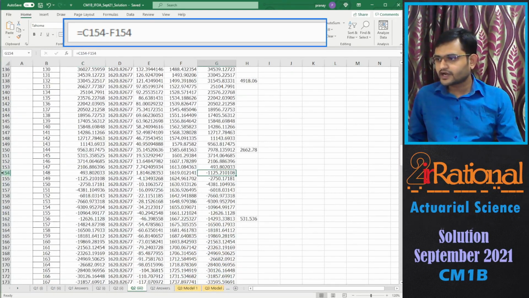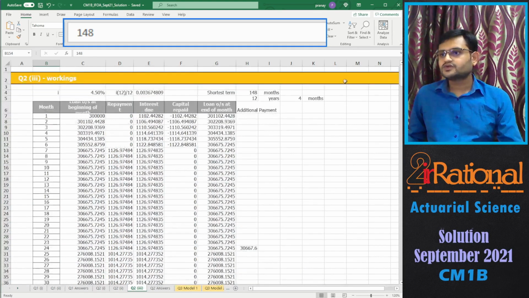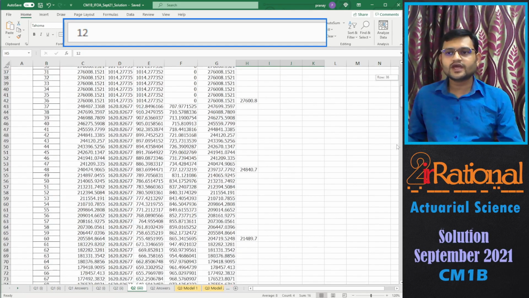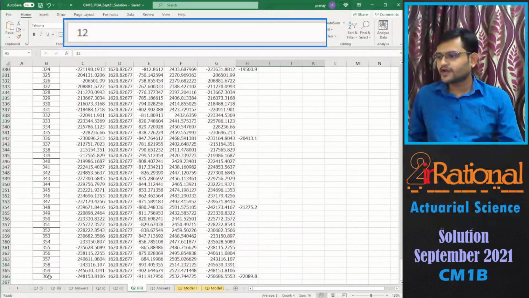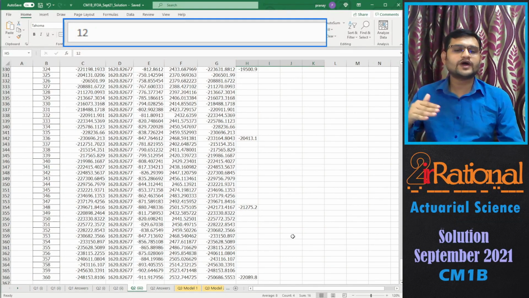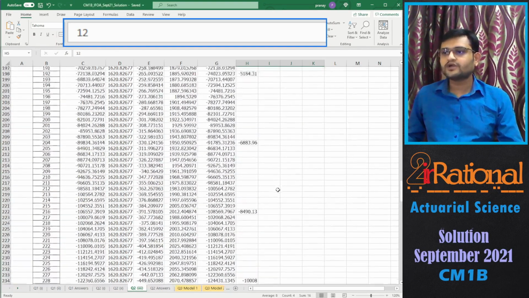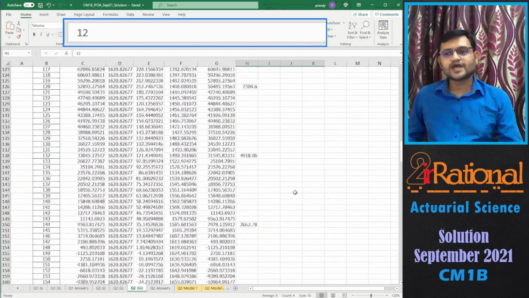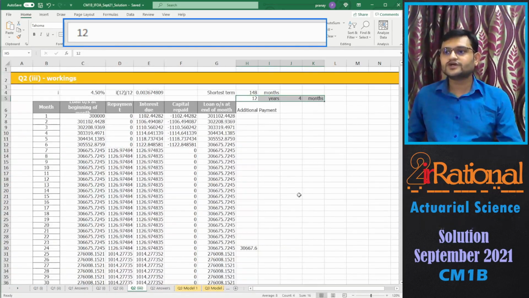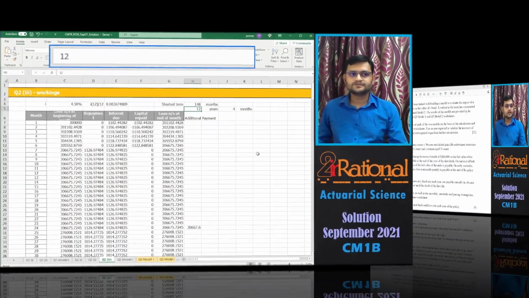So you can see here at this point our value becomes negative. So clearly our term will be 148 months. So I've written here 148 months, that is 12 years and 4 months. Now I don't care whether they will check our values till the end or not. You don't have to waste time clearing the negative payments or anything. Leave it as it is. The important part was figuring out how much time it will require. So it is 12 years and 4 months.